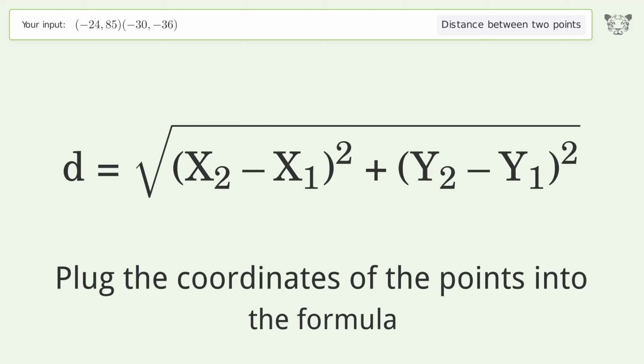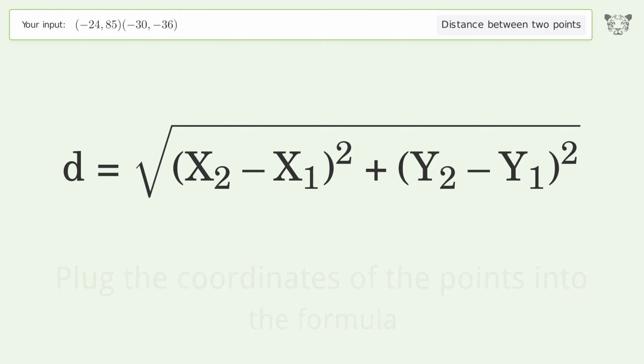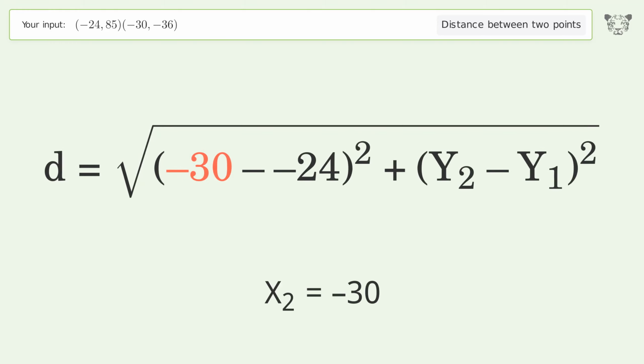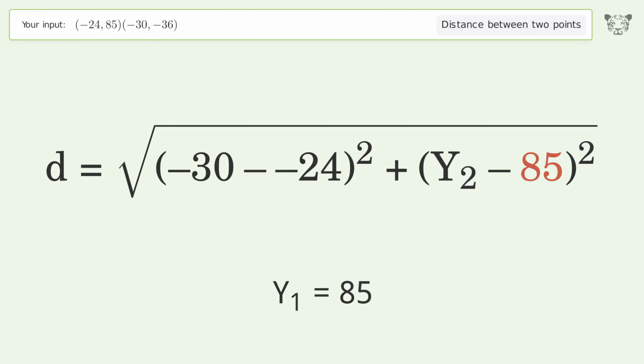Plug the coordinates of the points into the formula. x1 equals -24. x2 equals -30. y1 equals 85. y2 equals -36.